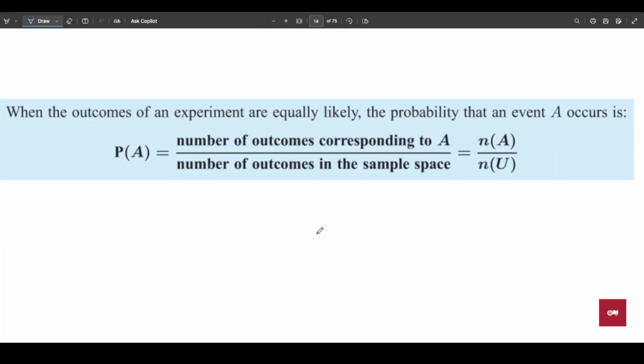Okay, this is the very first rule of probability. The probability of event A equals the number of outcomes corresponding to event A over the number of outcomes in the sample space, or the total number of all the possible cases.